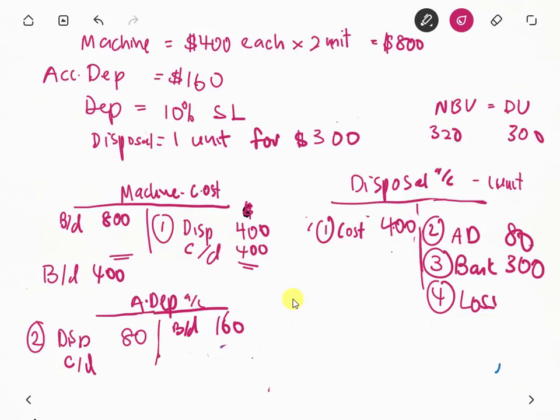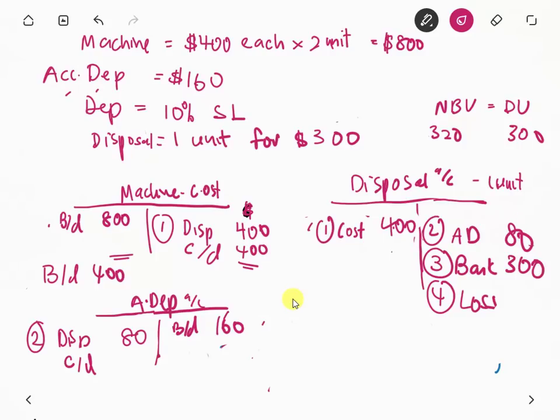So machine 400 each, so 2 units will be 800. So 800 over here, stated 160 is the accumulated depreciation. So 10% straight line will be 10% of 400, 40 per unit, 80. Here I have 160, means 2 years. So start with opening.